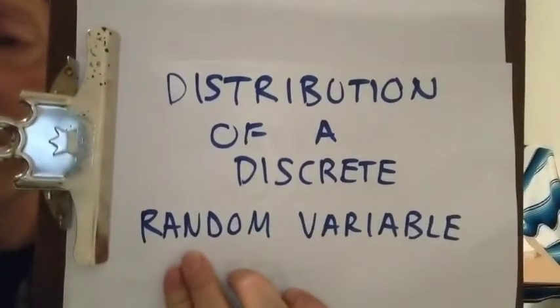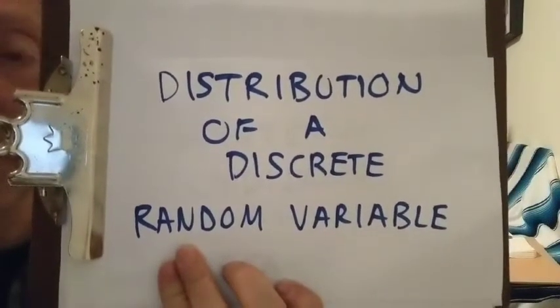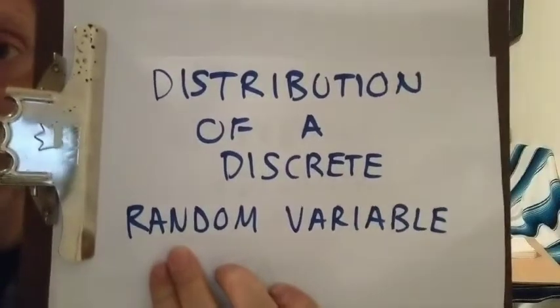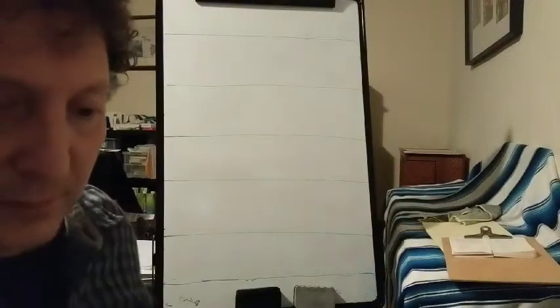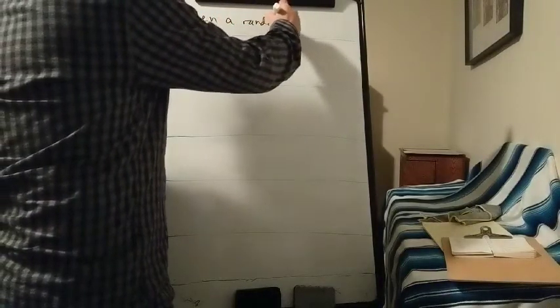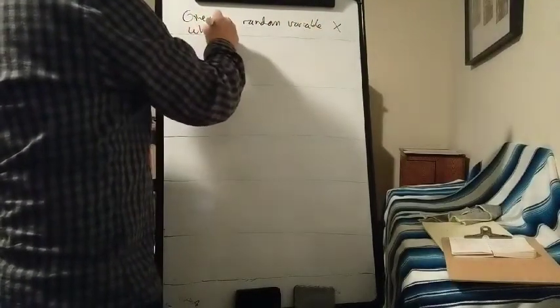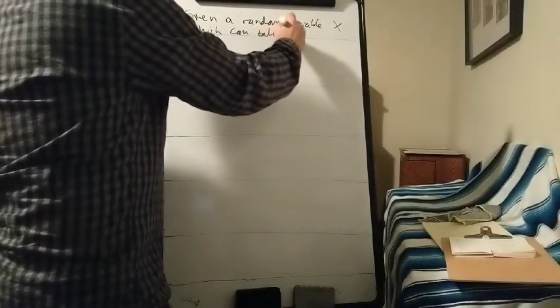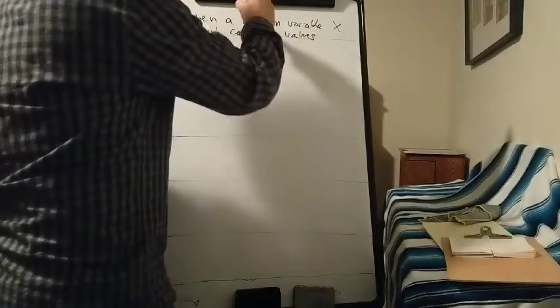If a discrete random variable can take several values, then it's convenient to record the probabilities of it taking those values in a table. And the table is called the distribution of the discrete random variable. There's actually two ways to make the table. So let's say we're given a random variable, let's say X, which can take values.